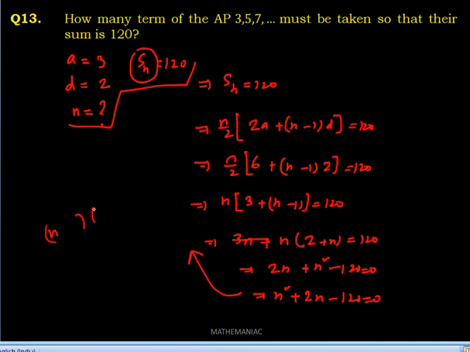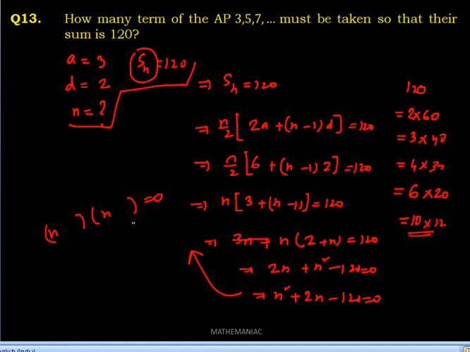What will be that? Can you directly write the factors? 120 can be written as what? Just see the factors whose difference will be 2. 2 into 60, very big. 3 into 40, very big. Then 4 into 30, again the difference is very big. Then I can write 6 into 20. Then 10 into 12. This is a suitable one. So I can write this as minus 10 and this as 12.